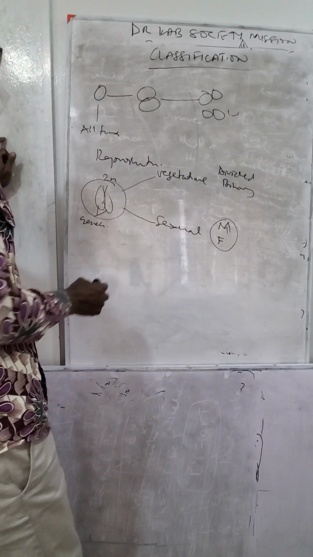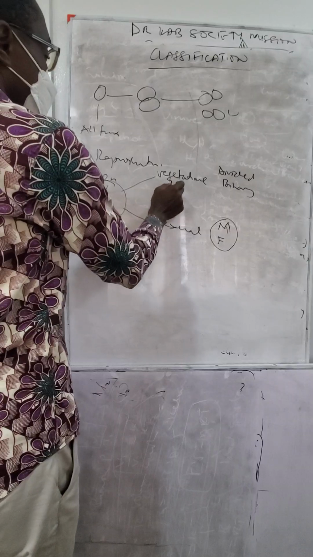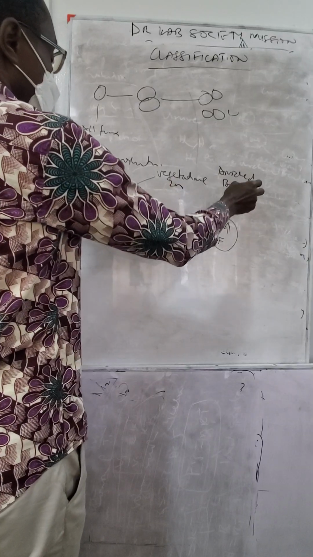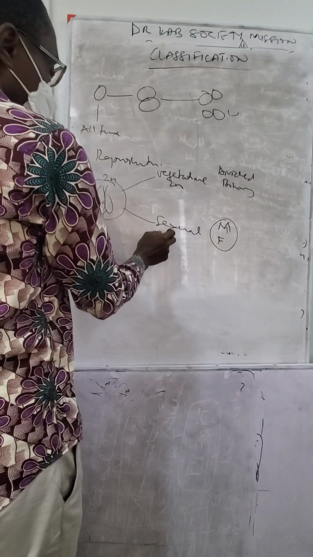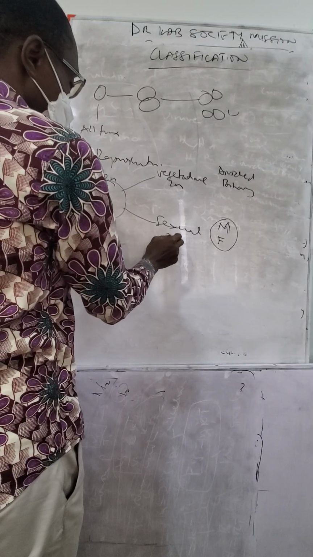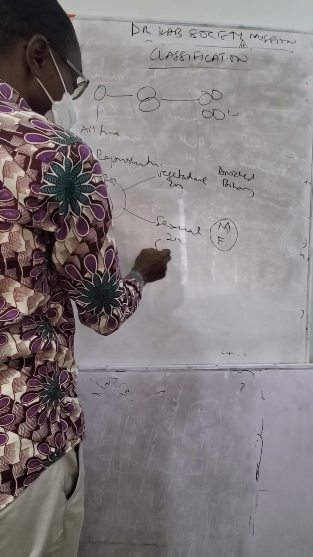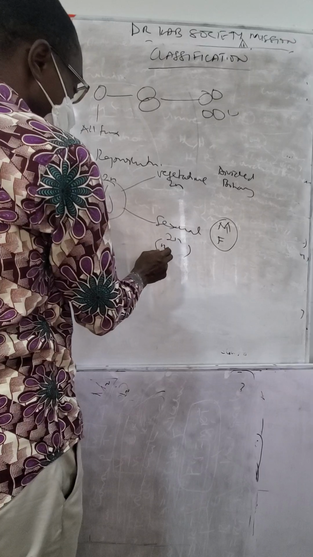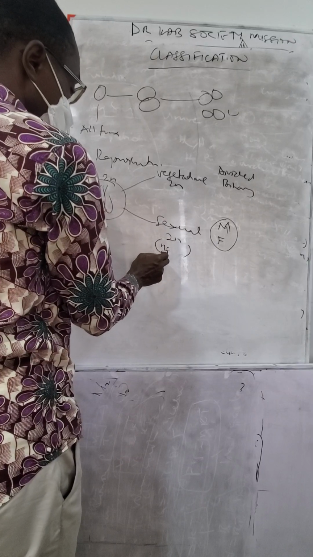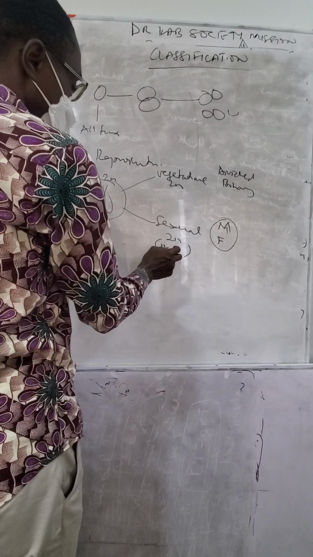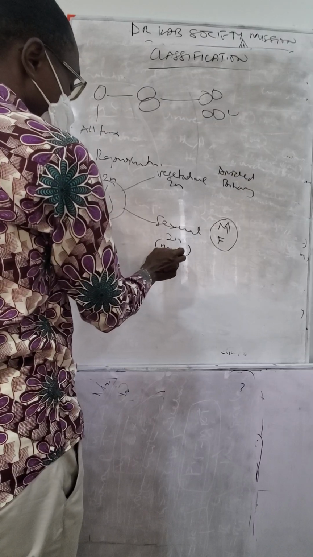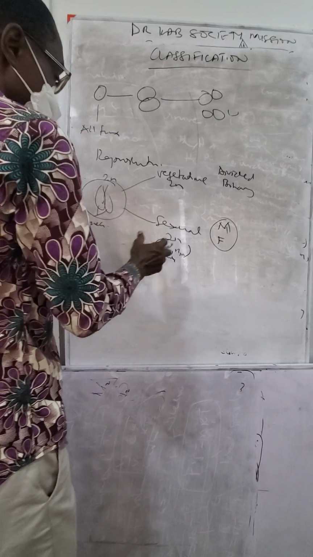So this one, the 2n, will divide to form another 2n, okay? That is how it will go. But when it comes to sexual, you can have the 2n here. It must have n as female, maybe gametes. So these are the gametes. Gametes are the sperm and the eggs, okay? And then n male, okay? Must have these to come together.